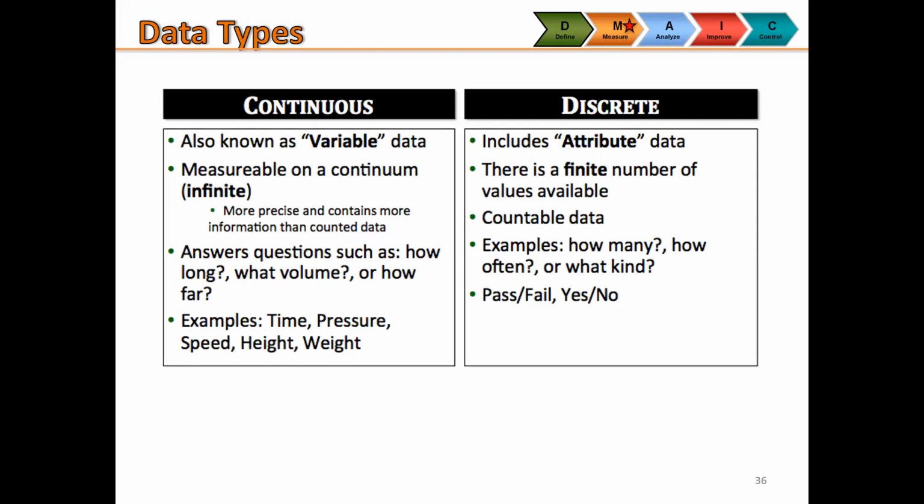This is this one slide here. It's going to be with us till the end of the class, right? From now till the end of the control phase, because we have to know what kind of data we're looking at, right? Continuous data is data that we can measure, right? How long, what volume, how far. Discrete data, sometimes it's called attribute data, is counted. So continuous means measure. Discrete means counted. How many, how often, yes, no, pass, fail, things like that. Those are the two types.